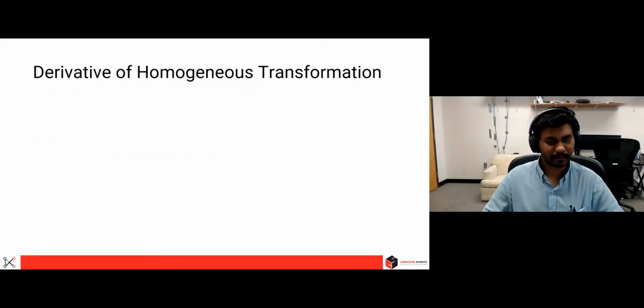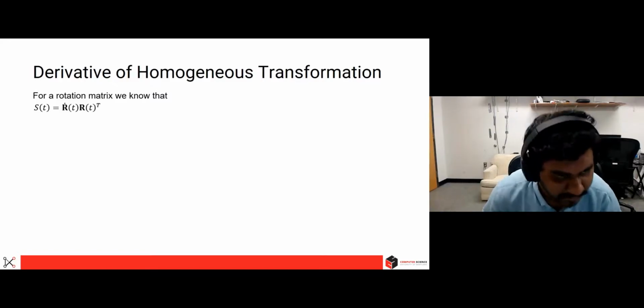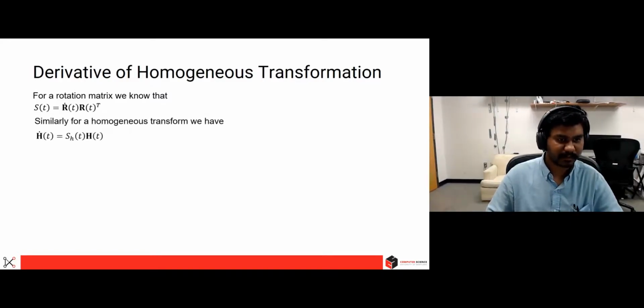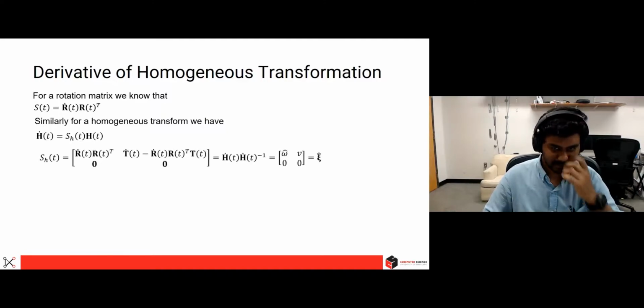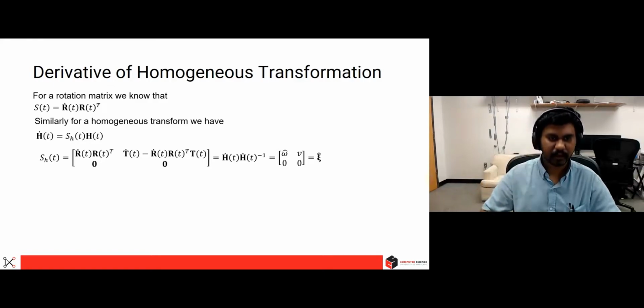We want to take the derivative of the homogeneous transformation matrix. For a rotation matrix, we know that the skew-symmetric matrix is defined as R dot into R transpose. Similarly, for a homogeneous transformation matrix, we can define H dot as SH of t into H of t, the equation of which is given here. It's very similar to the one we had for the rotation matrix, but it's a little bit more complicated because of the coupling between the translation vector and the rotation matrix. And indeed, we can represent SH of t as, again, a 4 by 4 matrix, represented by omega hat and v, which is denoted here by chi hat.